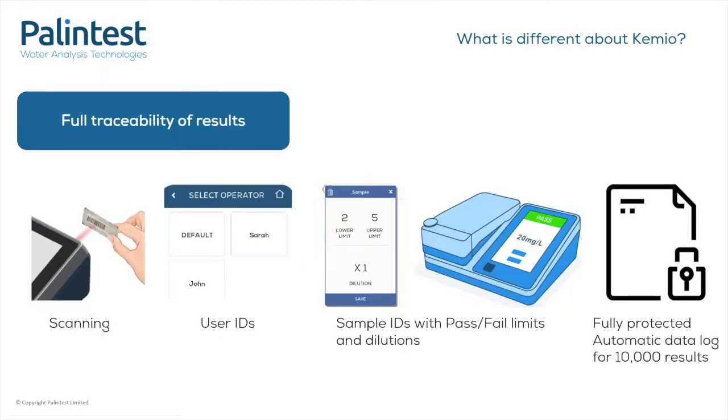The Kemio data handling setup gives full traceability of results. Sensor scanning records the sensor batch used for each test and confirms that the sensor is within the expiry date. User IDs and site labels can be set up for further record keeping. Process control pass-fail limits can also be set up to immediately inform an operator if the system is under control or whether they need to take corrective action. 10,000 data sets are recorded automatically and cannot be deleted from the instrument, giving a full audit trail and removing the ability for users to falsify results.